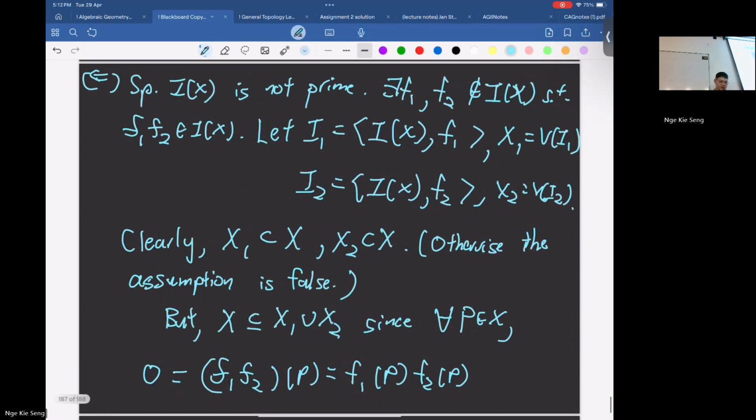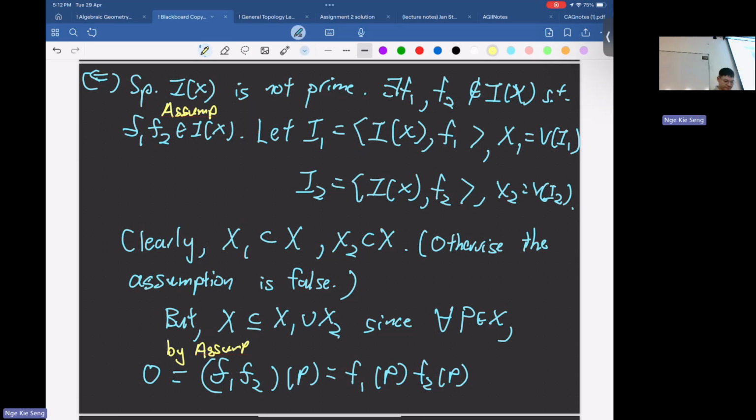Is it true that F1, F2, P must be 0? Or the other way around? So where's the assumption here? Let me put this assumption here. Actually, we are using this assumption to say that F1, F2, P is 0. But F1 times F2 on P is just F1P times F2P.